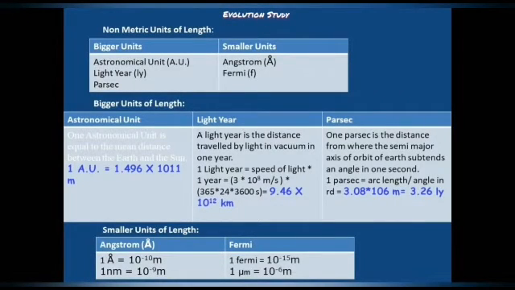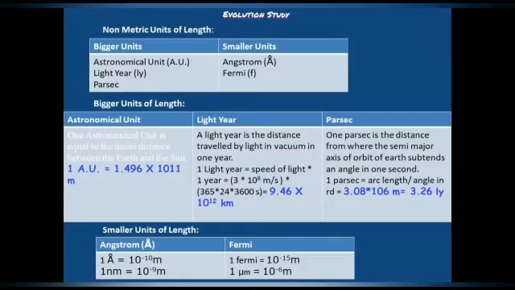Now there are some non-metric units of length as well. The bigger units are astronomical unit AU, light year LY and parsec, and the smaller units are angstrom, Fermi F. Now there are some bigger units of length as well. It says one astronomical unit is equal to the mean distance between the earth and the sun, which means 1 AU is equal to 1.496 into 10^11 meter.